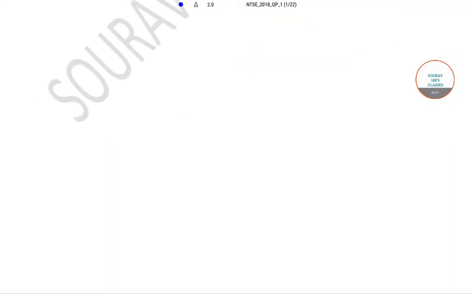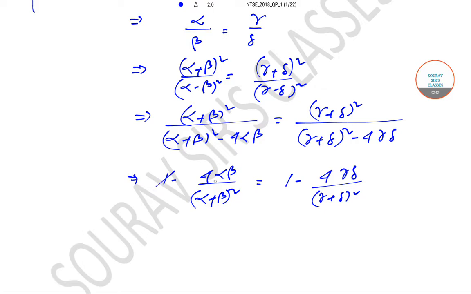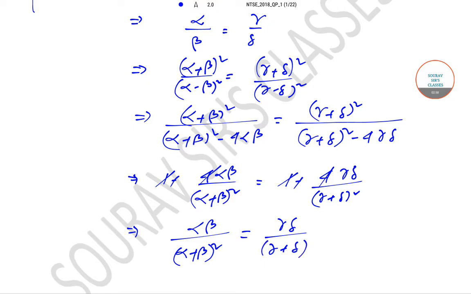So now if we take the reciprocal of the structure here, this will give us 1 minus 4 alpha beta upon alpha plus beta whole square, and this will be equal to 1 minus 4 gamma delta upon gamma plus delta whole square. Now the 1 and 1 cancel out, the minus signs cancel out, and the 4 cancels out from both sides. So we are left with alpha beta upon alpha plus beta whole square, and this is equal to gamma delta upon gamma plus delta whole square.